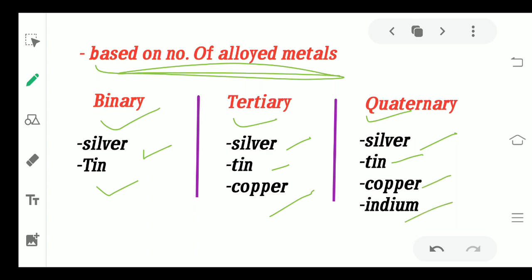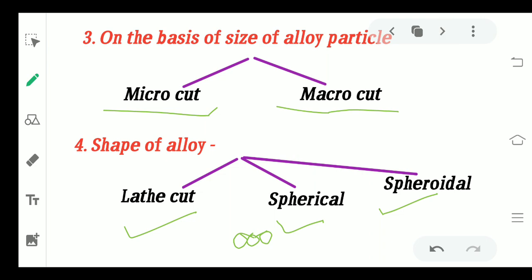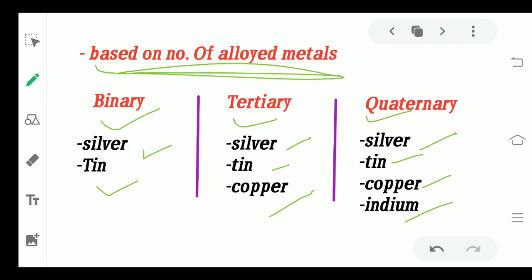If you get a long question, you are supposed to write the classification on all the five bases: on the copper content, on the zinc content, size of particle, shape of the particle and the number of metals which are being included.